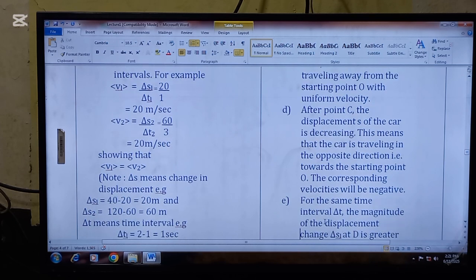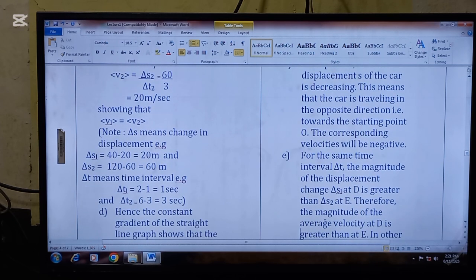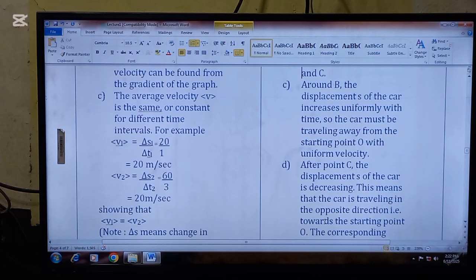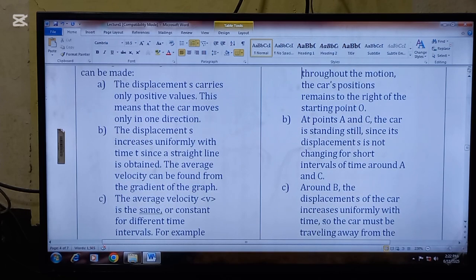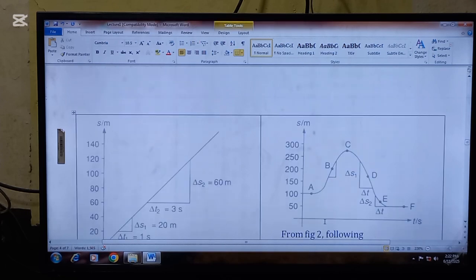For the same interval delta t, the magnitude of the displacement change delta S1 at D is greater than delta S2 at E. Therefore, the magnitude of the average velocity at D is greater than E. So look now. At D, the velocity is greater than at E because here is the greater displacement as compared to this one.